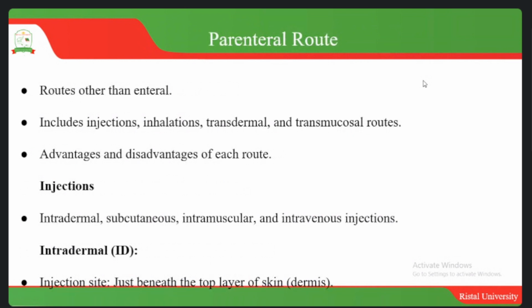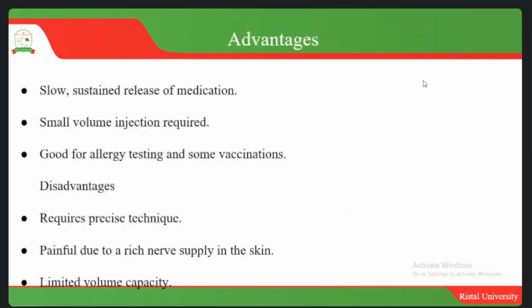So when you look at the intradermal, it's a slow, sustained release of medication. It takes some time for it to be absorbed. Then it is basically a small volume injection that is required, and it is good for allergy testing and some vaccinations. They also use the intradermal route.